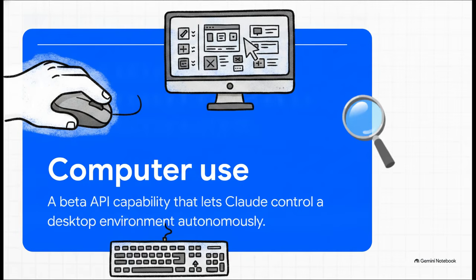It's called computer use. It's a beta capability where Claude bypasses APIs entirely. Instead, it interacts with interfaces exactly the way you or I do. It autonomously watches a screen, moves a mouse, and types on a keyboard, relying purely on the graphical interface. It's literally using the computer just like a person.